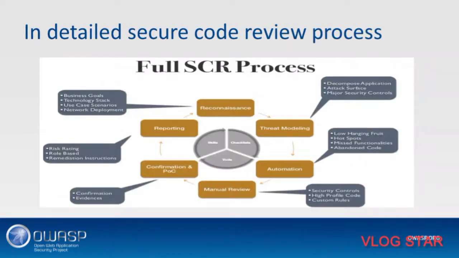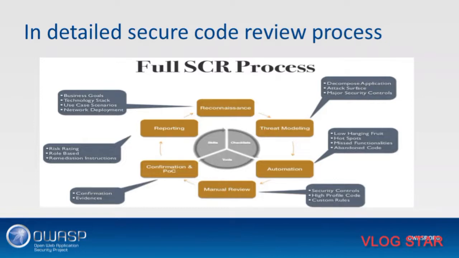This is the in-depth secure code review process. Currently, I can see that many organizations have their in-house cybersecurity team doing this, while the big four companies also do this task with the help of vendors. So they follow a few processes to perform secure code review. Let's say there is an application on which we need to perform a secure code review. We need to follow these phases: reconnaissance, threat modeling, automation, manual review, confirmation and POC, and reporting. So these are the phases of this process.